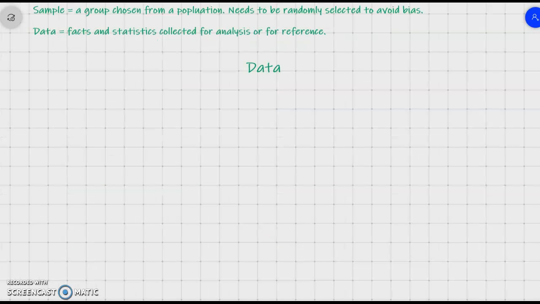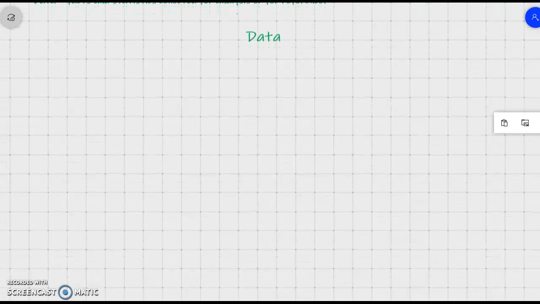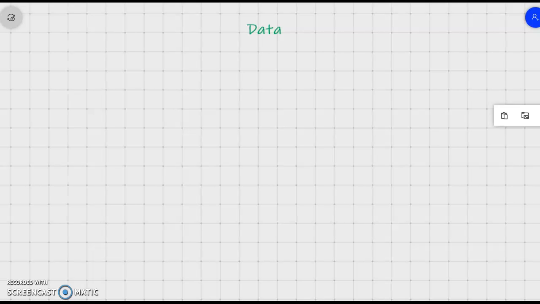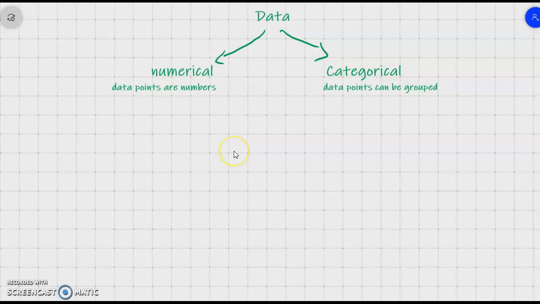All right, so data comes in a few different forms. So we're going to break that down. The two major forms are numerical and categorical. Okay, so numerical data, it's when all the data points are numbers, whether it be with decimals or whole numbers. And categorical is when data points can be grouped.